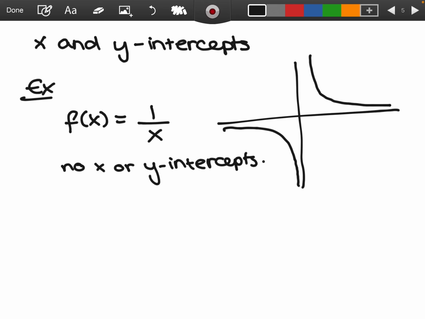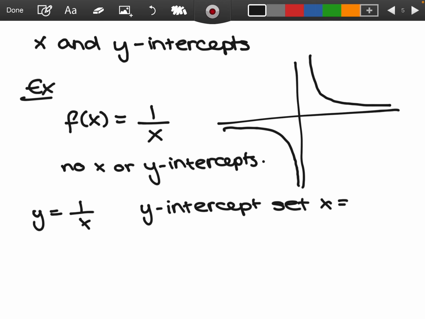Why is that? How do we find x and y intercepts? Well, x-intercepts are found when y is 0, and y-intercepts are found where x is 0. So if I say y is equal to 1 over x, if I try to find the y-intercept, we'll start there. For the y-intercept, you set x equal to 0. If I try and do that in this case, I would end up with 1 divided by 0, which you can't do. That's undefined. So we know that there is no y-intercept because I can't divide by 0 in this case.